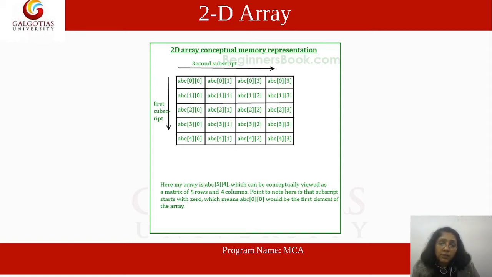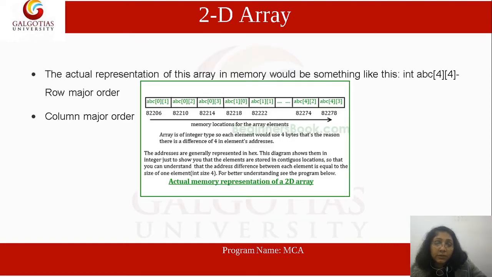So here you can access or refer to each element by ABC 0, 0, 0, 1, 0, 2, 0, 3, then 1, 0, 1, 1, 1, 2, 1, 3, and accordingly 4, 0, 4, 1, 4, 2 up to 4, 3. So therefore you have 5 rows and 4 columns. It is a 5 by 4 two-dimensional array. The actual representation of this array in memory would be, as I had mentioned, sequential.